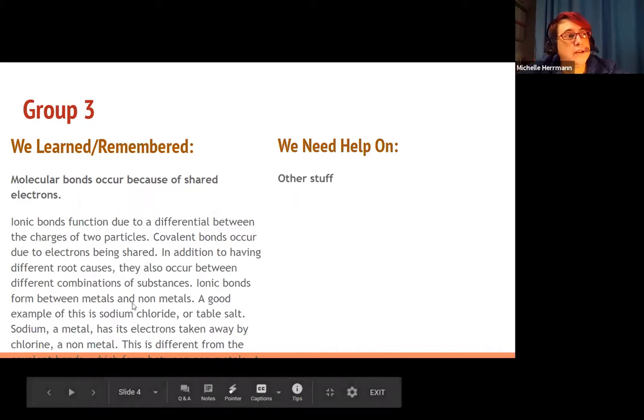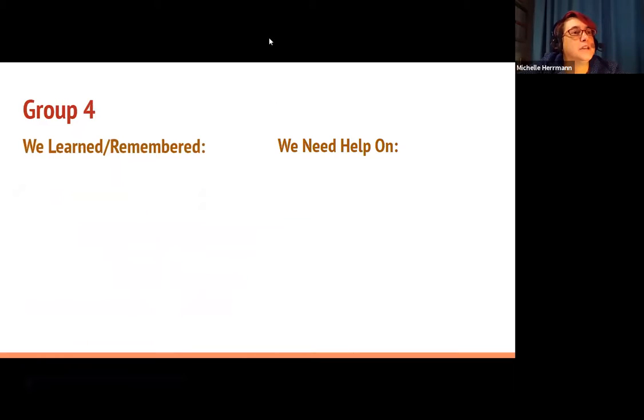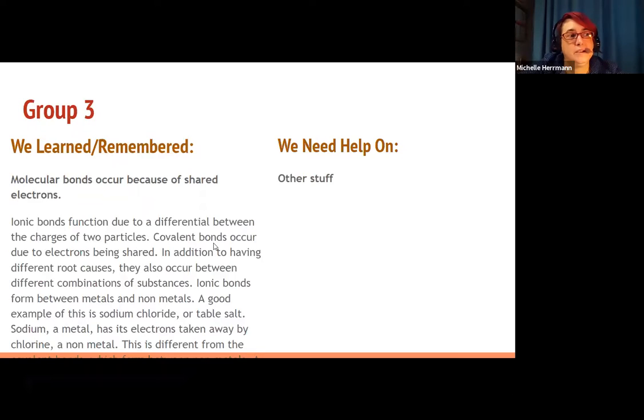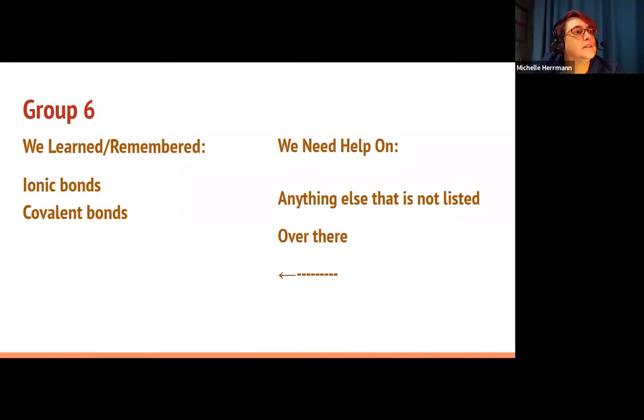Oh, here's another thing. Ionic bonds are between metals and nonmetals. So that's something that we remembered. Need help on other stuff. I don't know what other stuff that is, but I'm sure it exists. Let's see. Okay, so we learned some things about ionic bonds and covalent bonds. Need help on anything there.